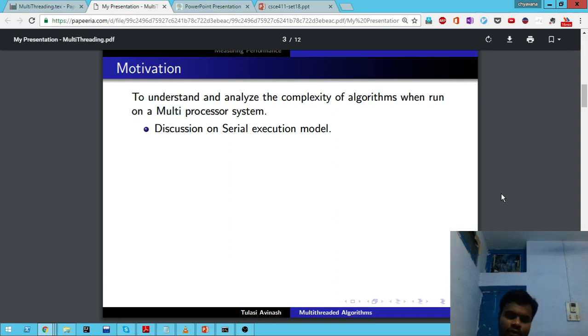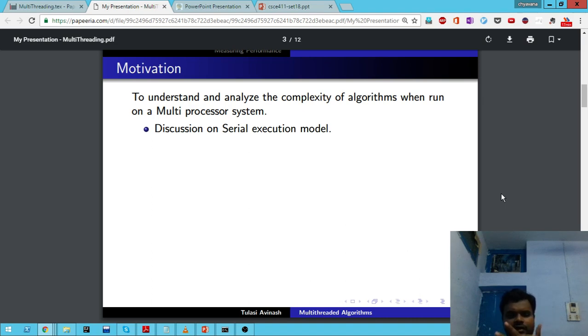So what exactly have we been doing in the algorithms class? Basically, we look at an algorithm and then we try to compute the complexity of the algorithm as if it is getting executed on a single thread. Means each of the steps is executed sequentially, one after the other. This is also called the serial execution model.